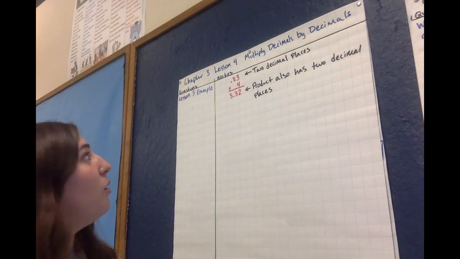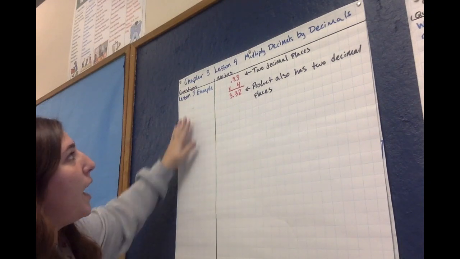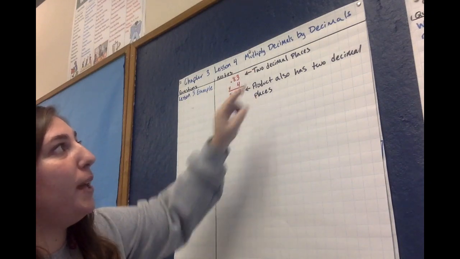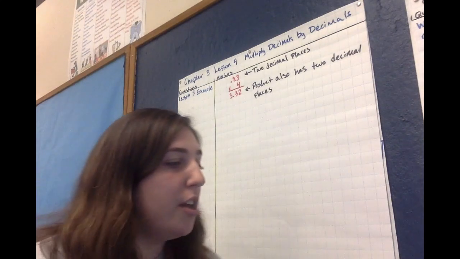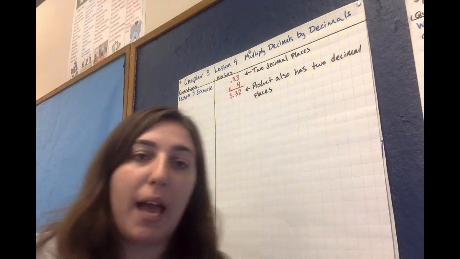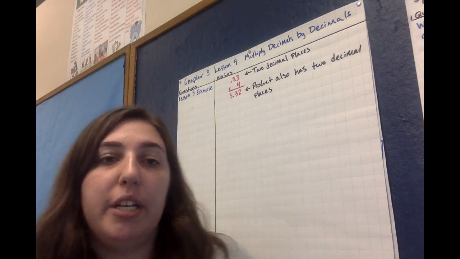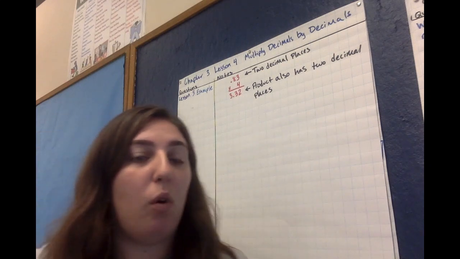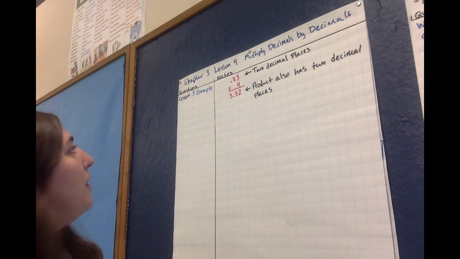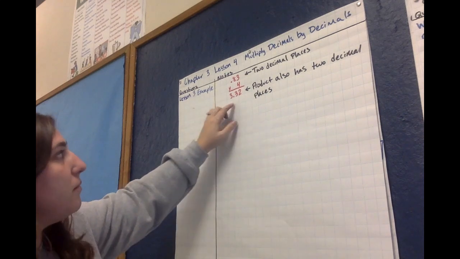All right? So hopefully you have all your notes set up. Focus note style, Chapter 3, Lesson 4, multiply decimals by decimals. So our learning target for today is to be able to multiply decimals by decimals. In Lesson 3, we were learning how to multiply decimals by whole numbers. Okay, and this is just a little example from Lesson 3 that I have on here.